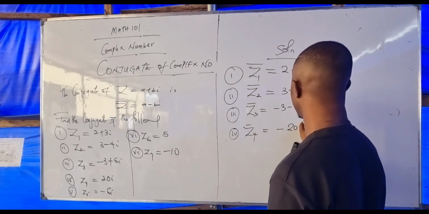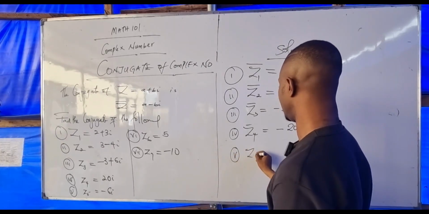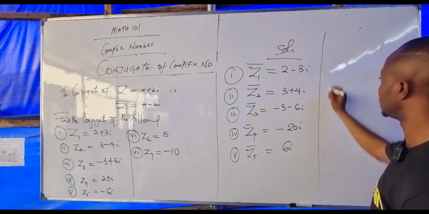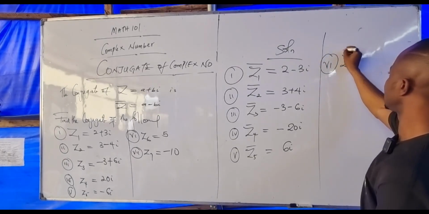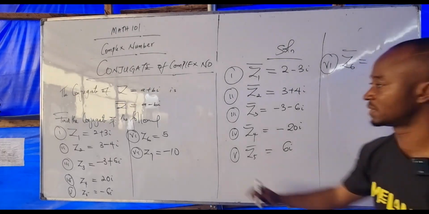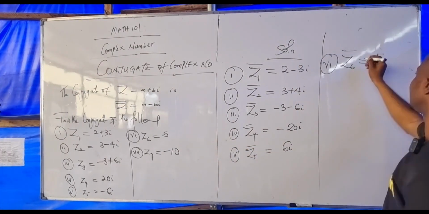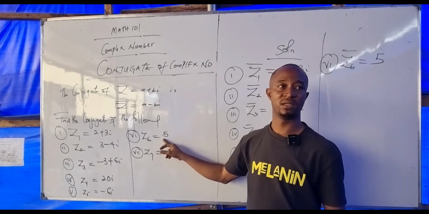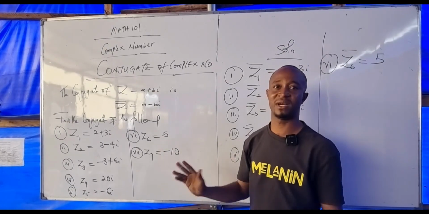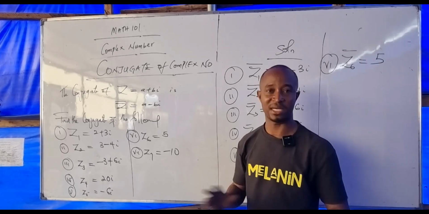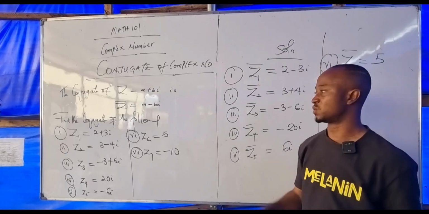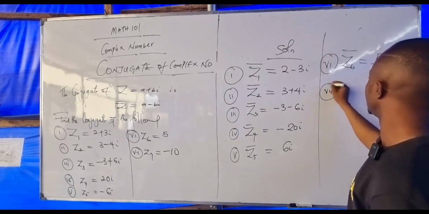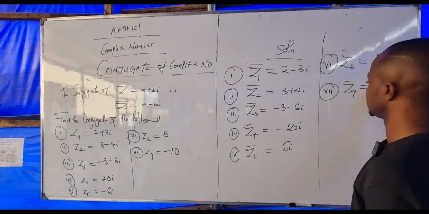Number 4, what is Z4 conjugate? Minus 20i. Number 5, what is Z5 conjugate? 6i. Number 6, what is Z6 conjugate? 5. Why is it 5? Conjugate only affects the imaginary part. Is 5 real or imaginary? Real. So the conjugate of 5 is still 5. Here the sign of the imaginary part changes, but this is just a real number, so it will remain the same. What about this? The same thing. Z7 conjugate is minus 10.